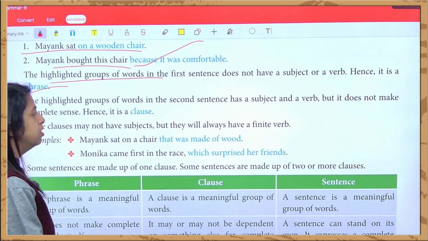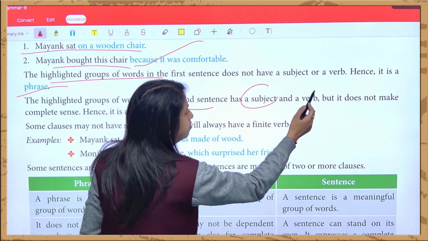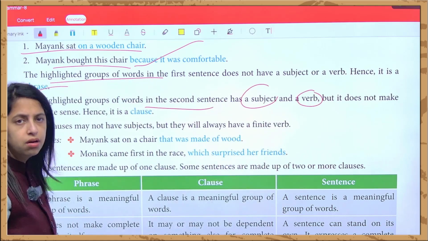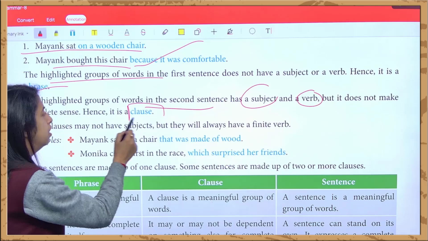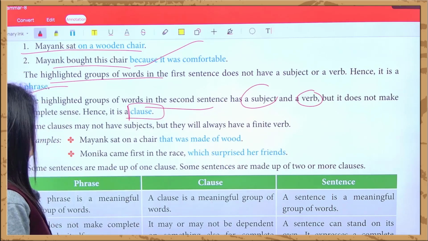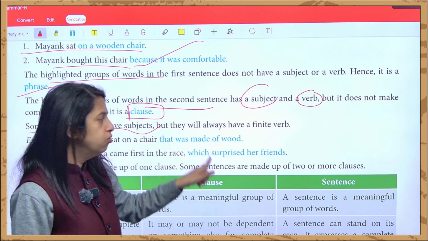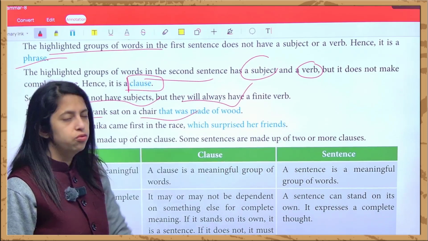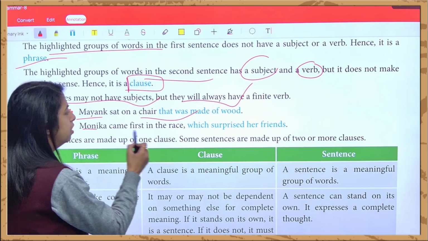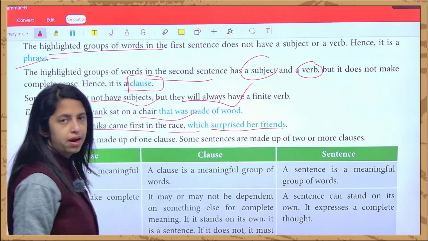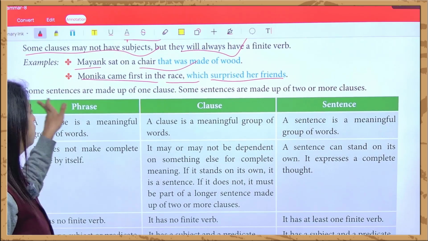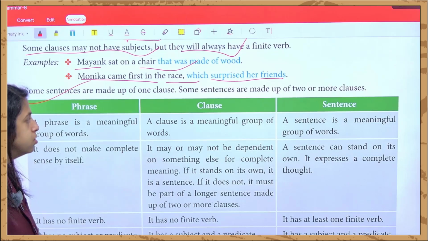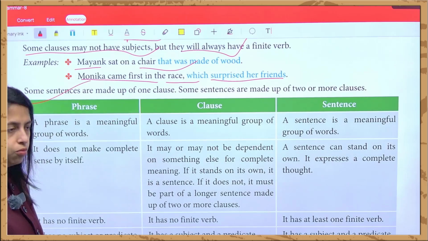तो highlighted group of words in the same sentence का सब्जेक्ट भी है, वर्ब भी है, बट इट डज नॉट मेक अ कम्प्लीट सेंस, क्या है? एक क्लॉज है, राइट? और कुछ क्लॉजेस के पास सब्जेक्ट्स नहीं होते हैं, दे विल हैव अ फाइनाइट वर्ब, जैसे आप देखिए, मयंक सैट ऑन अ चेयर दैट वाज मेड अप ऑफ वुड, राइट? मयंक कम इन फर्स्ट इन द रेस व्हिच सरप्राइज्ड हर फ्रेंड, राइट? So some sentences are made up of one clause, sentences are made up of two or more clauses.